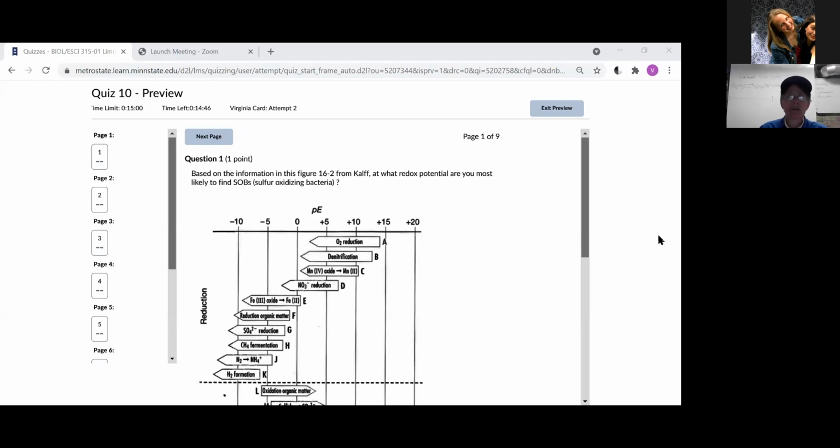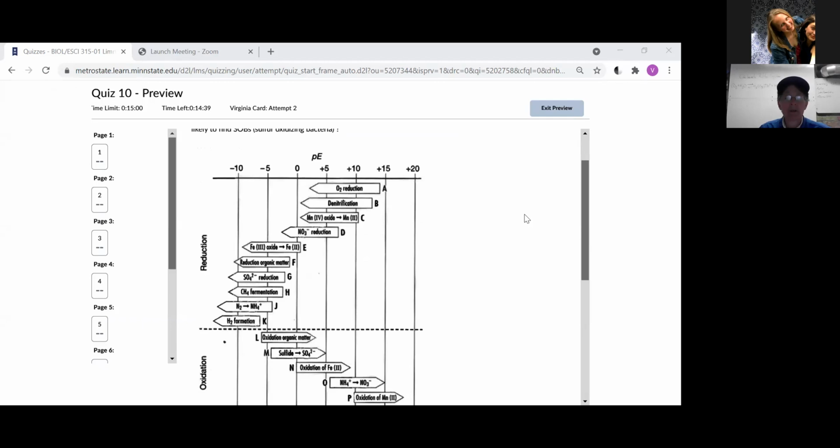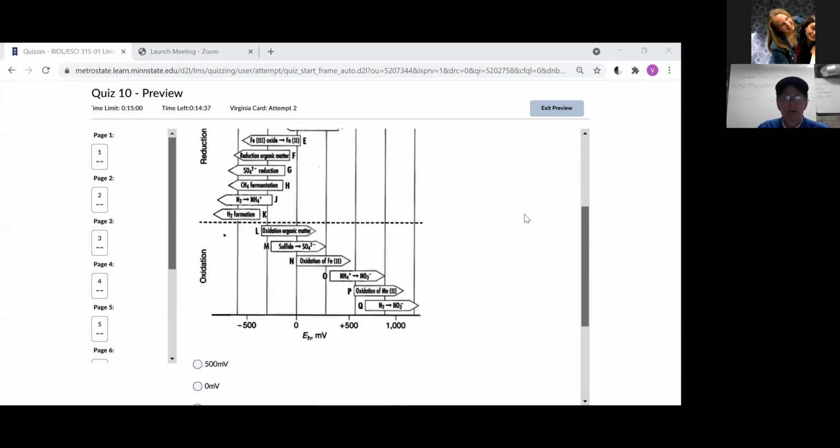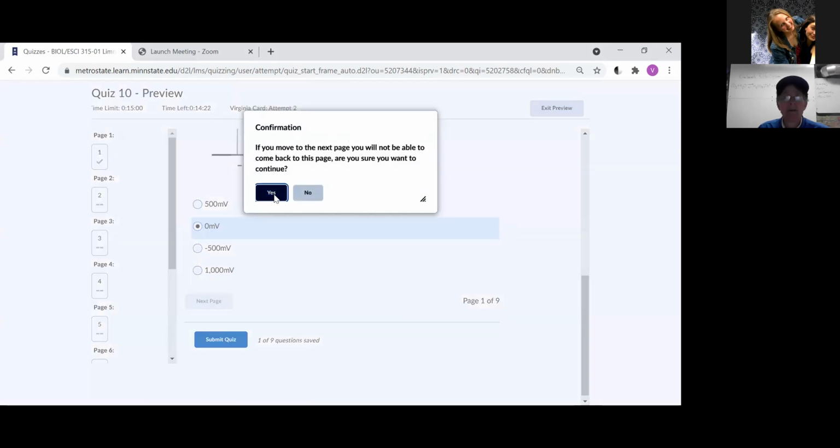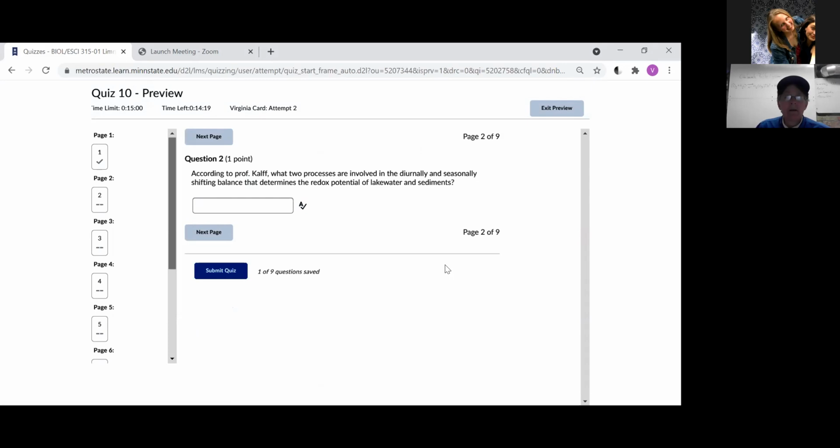quiz. Based on the information in this diagram, at what redox potential are you most likely to find sulfur oxidizing bacteria? Well, here's the oxidation of sulfur in this zone here. Two processes involved in the diurnally and seasonally shifting balance. This would be PS and R. And I won't get that automatically right.